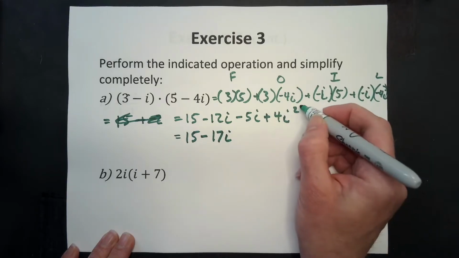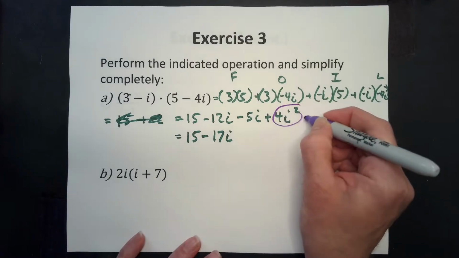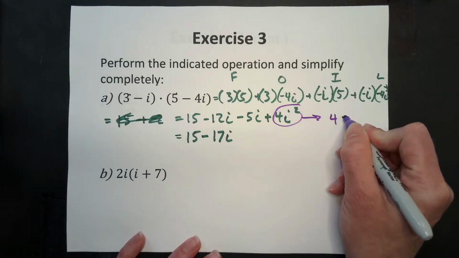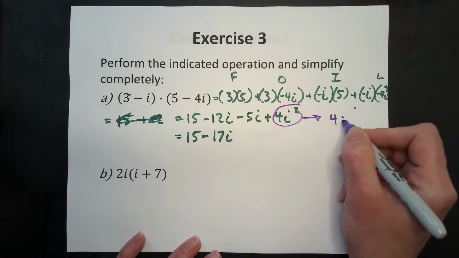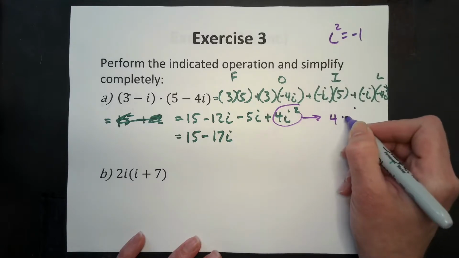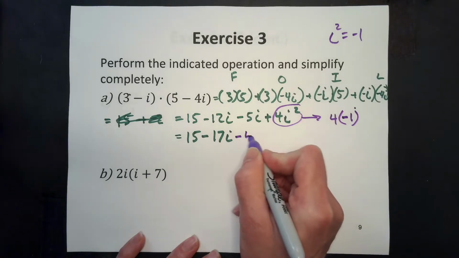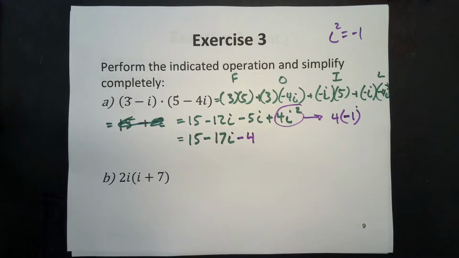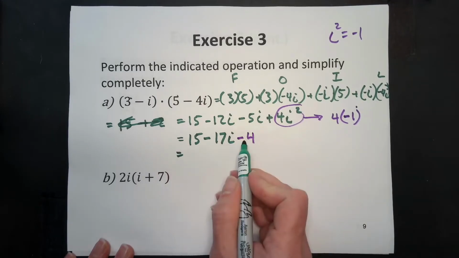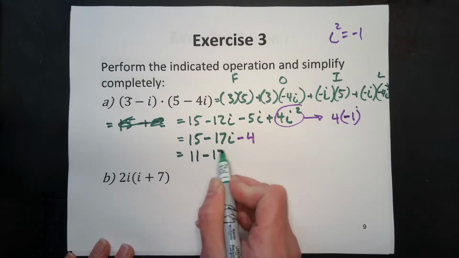And then this 4i squared, I'm going to change it into 4 times, well, i squared is equal to negative 1. I'll just write that somewhere if you forget. So I'm going to have times negative 1 here, so this is going to be minus 4. And so see how that i squared made that negative 4. And so now I'm going to get 15 minus 4, which is 11, so it's 11 minus 17i.